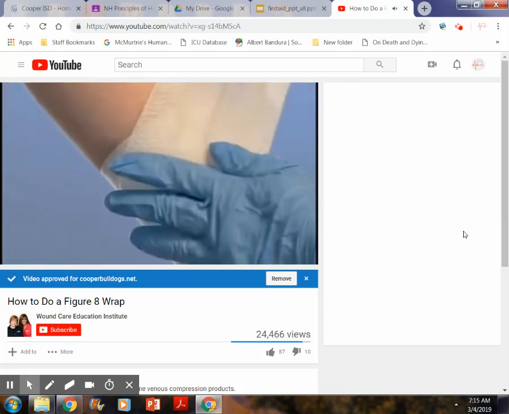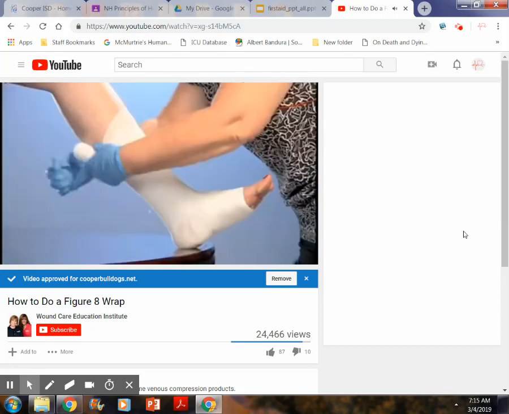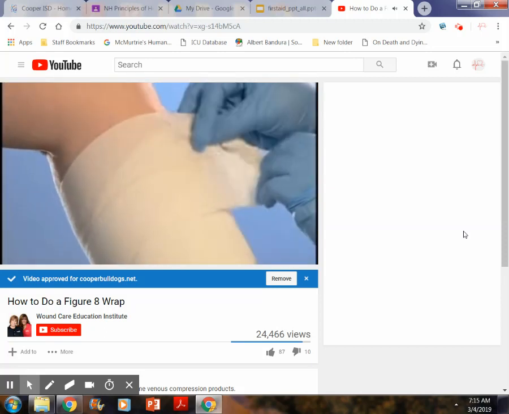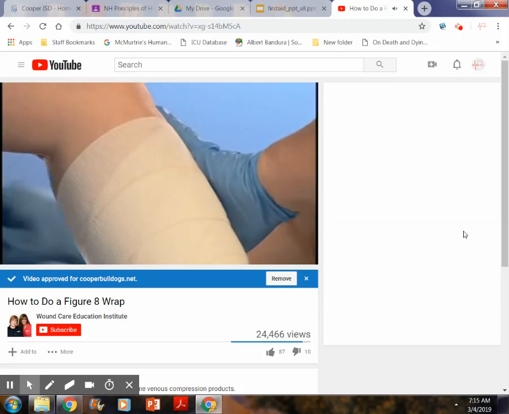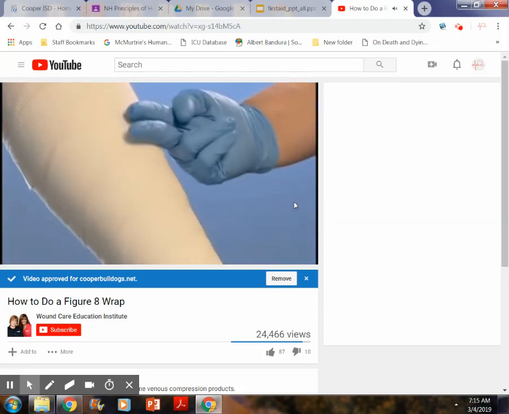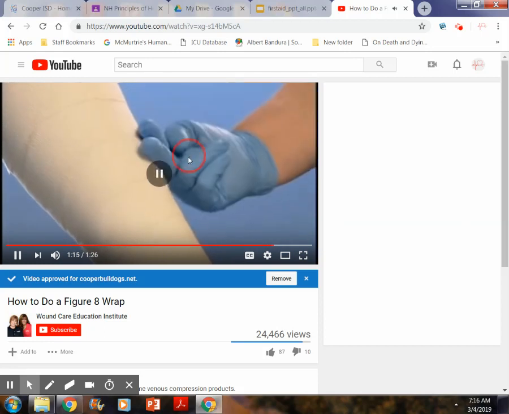Continue on until you reach about 1 inch below the knee. Cut away excess bandage, secure with tape. Remember to always consult the product information sheet that came with your bandages to ensure correct application.